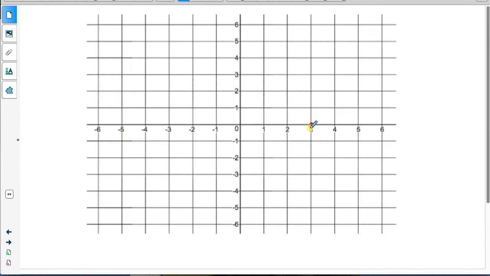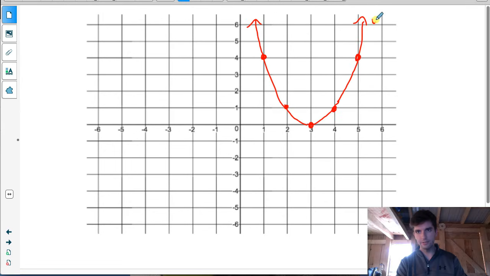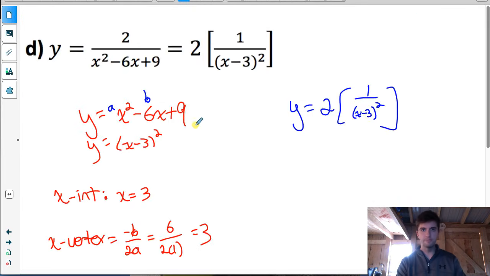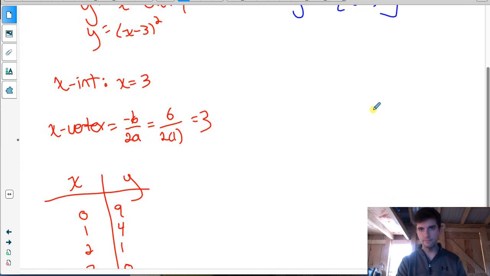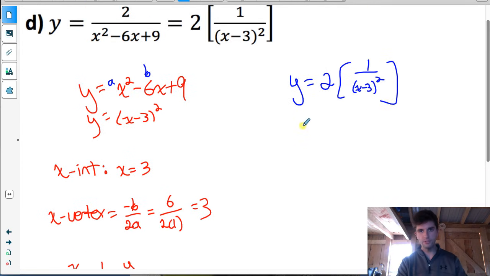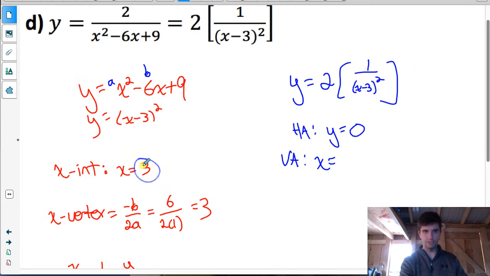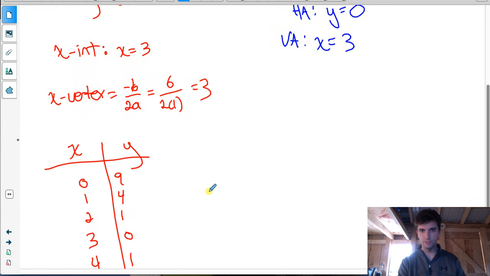Let's graph that. So there's the quadratic. This is the x minus 3 squared function. Now let's use properties of that function to graph 2 times its reciprocal. Its reciprocal is going to have a horizontal asymptote at y equals 0, and a vertical asymptote at x equals whatever makes the denominator 0. And we figured out that 3 makes the denominator 0 because that's an x-intercept of the function in the denominator. So a vertical asymptote at x equals 3.